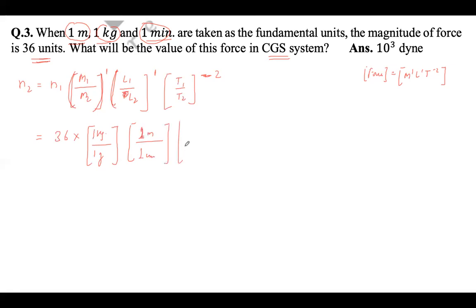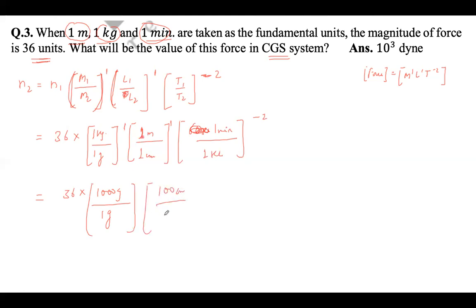Then in time, in this unit, we have 60 seconds. 1 minute means 60 seconds. So 1 minute divided by 1 second, raised to the power -2. If you solve this, this is 60 into 1000 gram by 1 gram, raised to the power 1, into 1 meter we will convert to 100 centimeter by 1 centimeter.